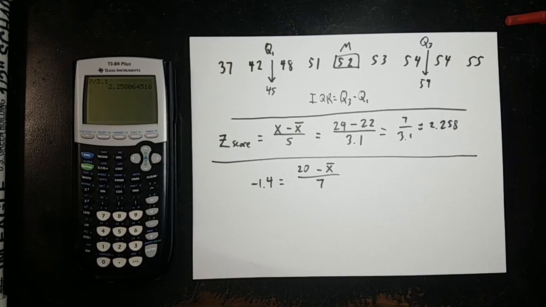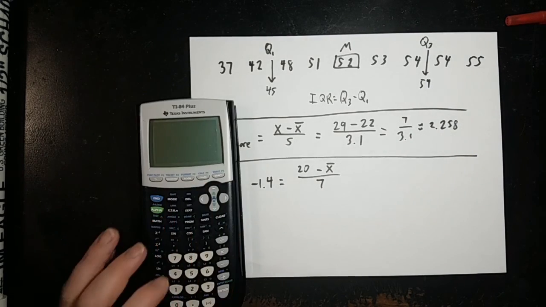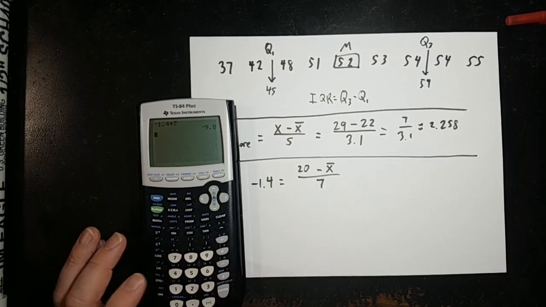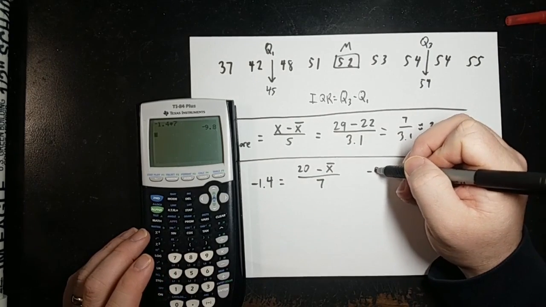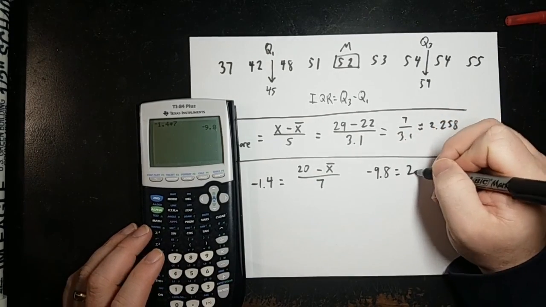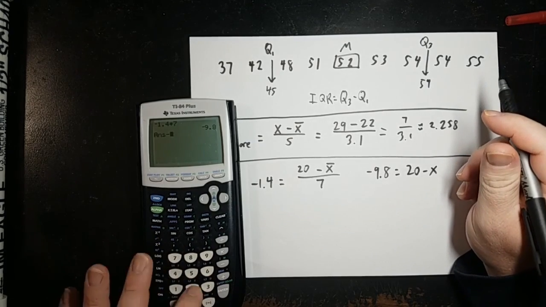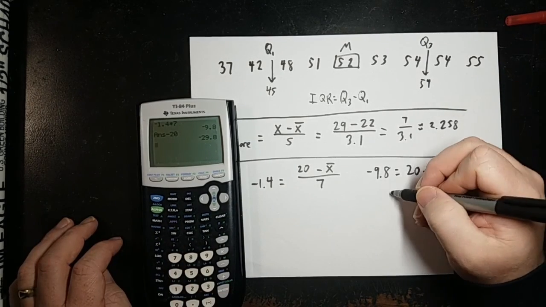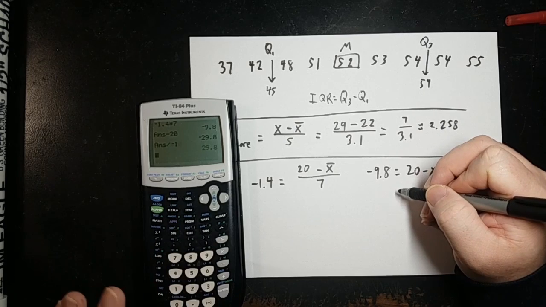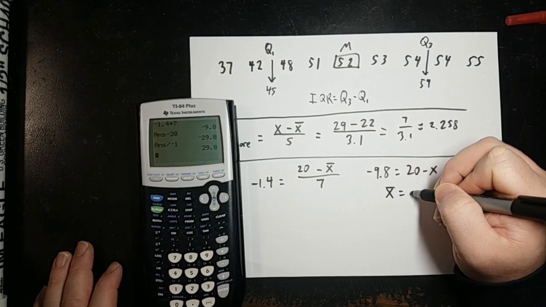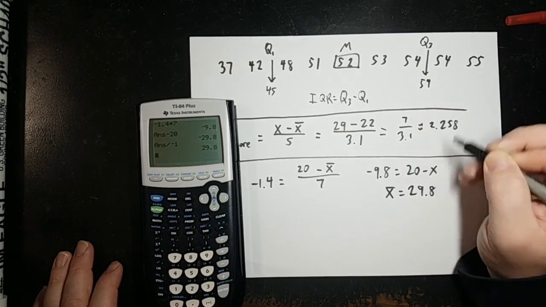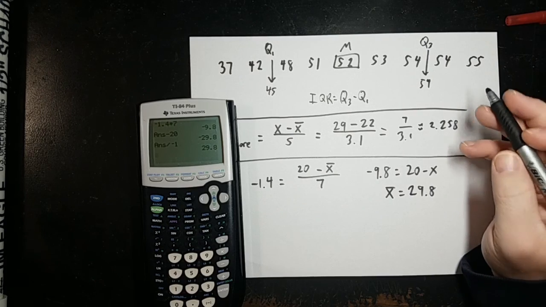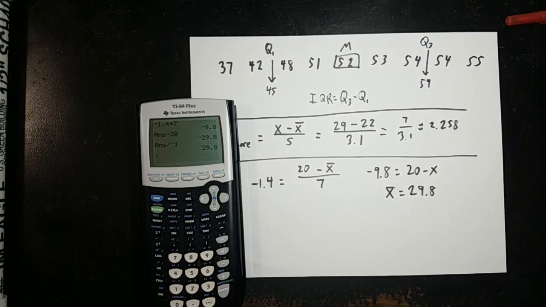If I were to solve that, I would multiply both sides by 7. Negative 9.8 equals 20 minus x. You could subtract 20 and then divide by negative 1. You should be getting an x bar of 29.8, which is the answer and is what 44% of you got correct on that problem. So good for you.